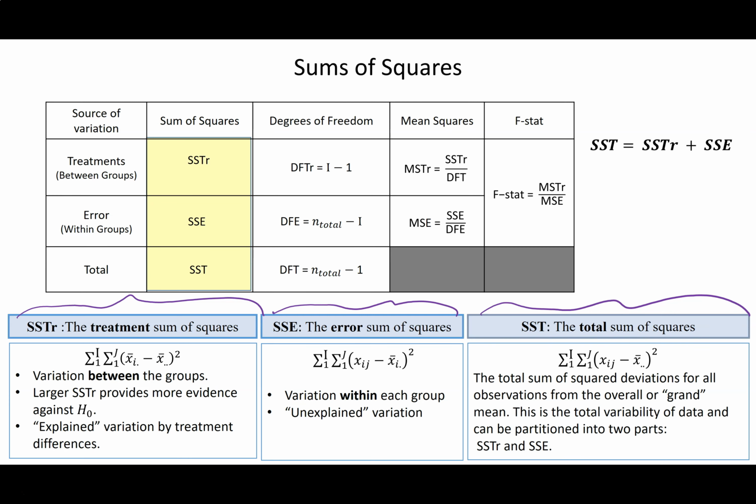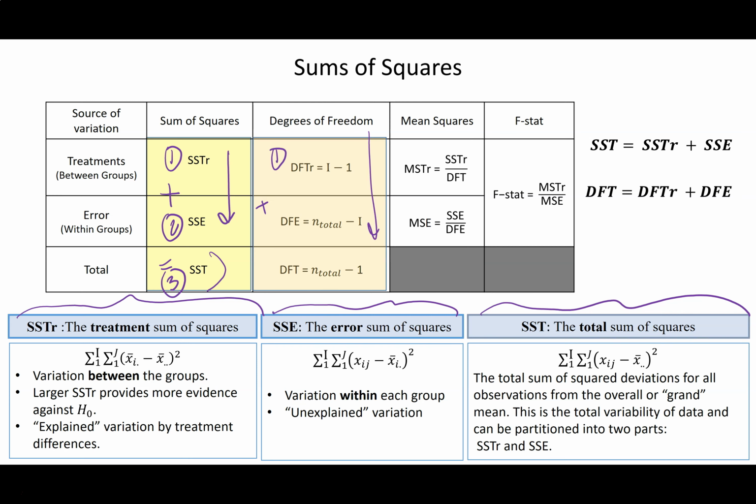So if you look here, you add down. 1 plus 2 is equal to 3. That kind of thing. So my sum of squares for my treatment plus my sum of squares for my error will be my sum of squares total. It works for the degrees of freedom also. So 1 plus 2 is equal to 3. That's really cool.